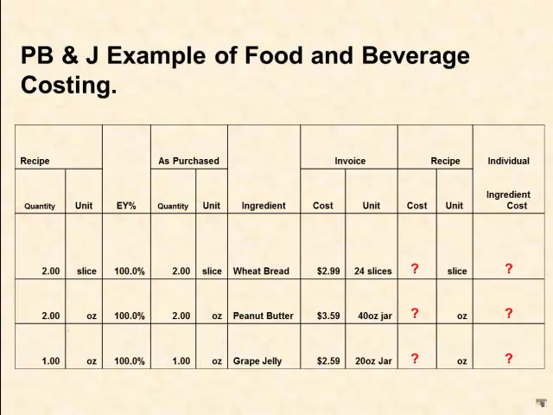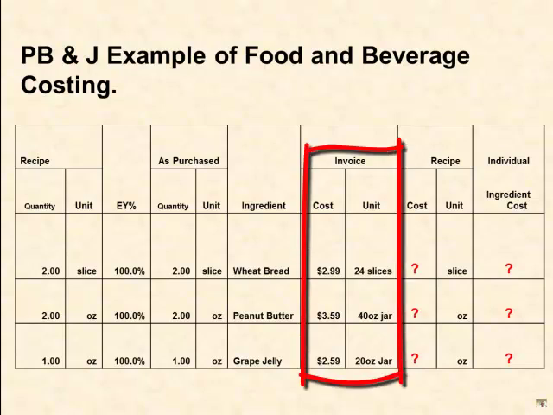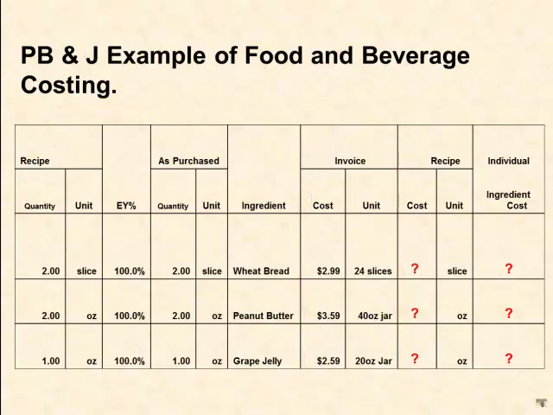All right, we have our vendor costs we got off our invoice, and for today's day and time, we're saying that it's $2.99 for a loaf of 24 slices of bread. It's $3.59 for a 40-ounce jar of peanut butter, and it's $2.59 for a 20-ounce jar of grape jelly. Okay, we need to then calculate our recipe costs and our individual ingredient costs. So let's go through these steps one by one with letters. This will maybe make it a little bit easier to help fill in those question marks.